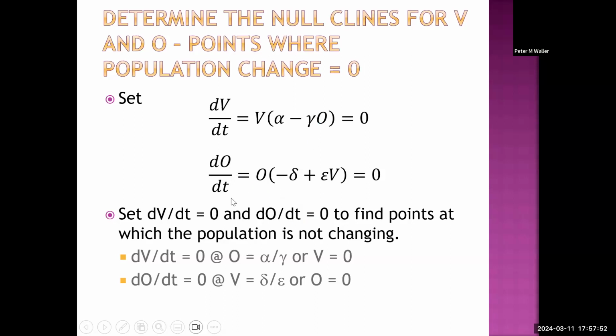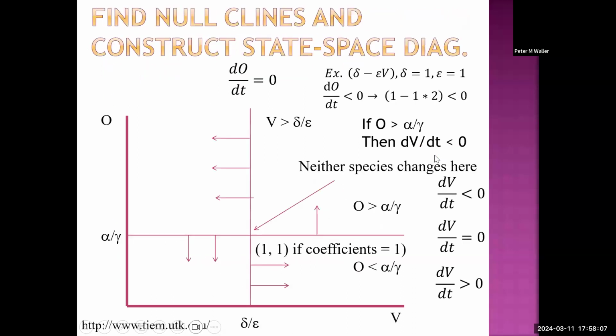Likewise, for the dO over dt null line, so no change in owls at the null line, we have V equals delta over epsilon. So here are the null lines. And remember, in the competitive Lotka-Volterra equations, the null lines parallel each other, but in this case, they're perpendicular. So the null line for owls is the vertical line at delta over epsilon. So this was the voles population at which there's no change in owls.